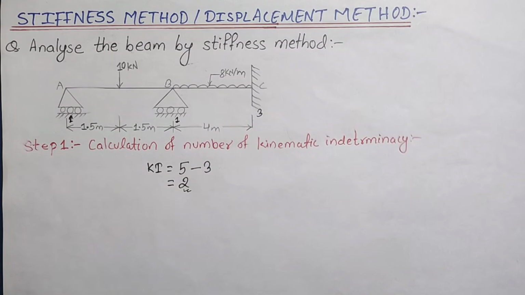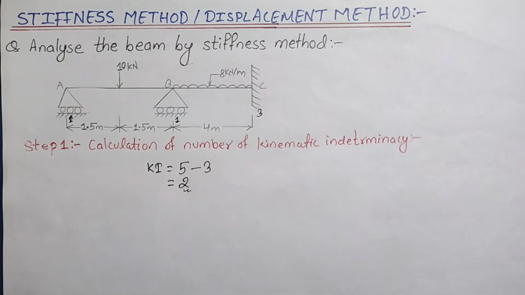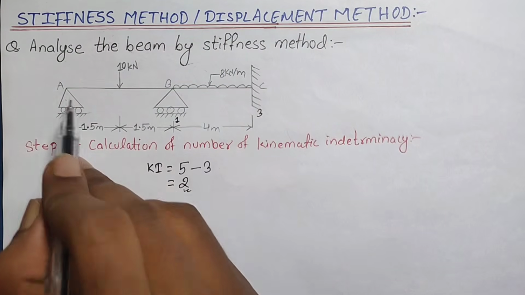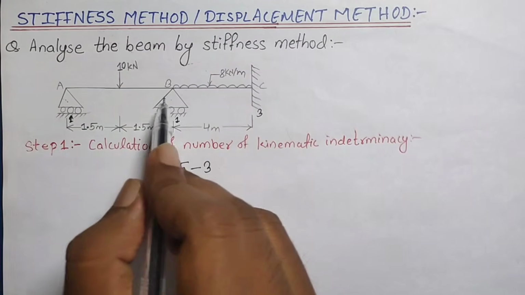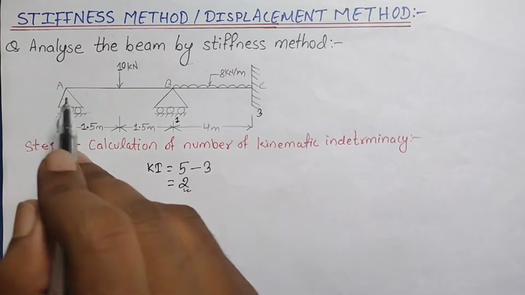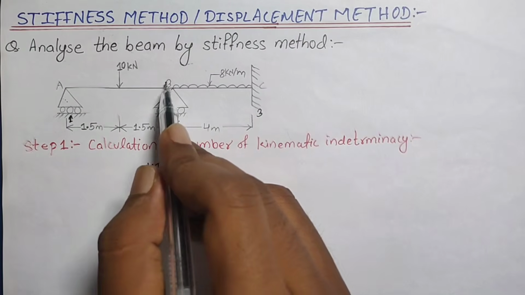Now guys, the kinematic indeterminacy basically tells us the number of points through which our given span can rotate. Here the degree of kinematic indeterminacy is 2, and there are 2 points, that is A and B, through which our span, that is the beam, can rotate.